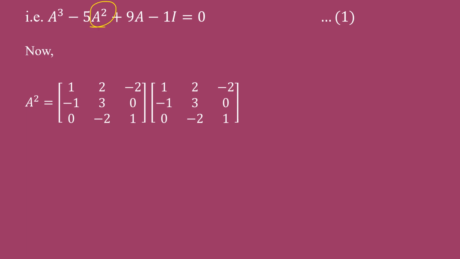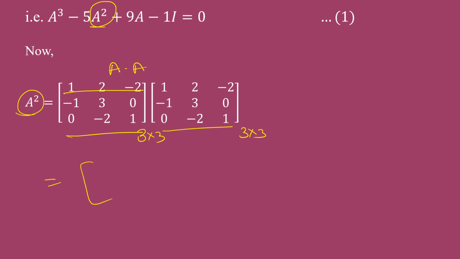So I need to calculate A square first. A square is going to be calculated by A times A. So here is your A, and we have to multiply these two. How do we multiply these two matrices? It is of order 3 by 3 and this is also of order 3 by 3. To multiply two matrices, we need to check that the number of columns of the first matrix should be the same as the number of rows of the second matrix. So yes, it is the same. So the resultant product is going to have order 3 by 3.